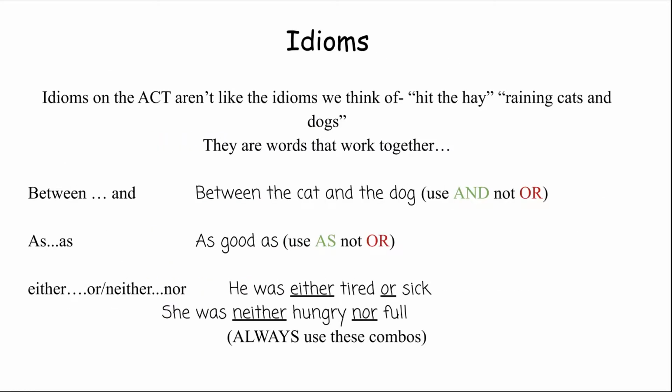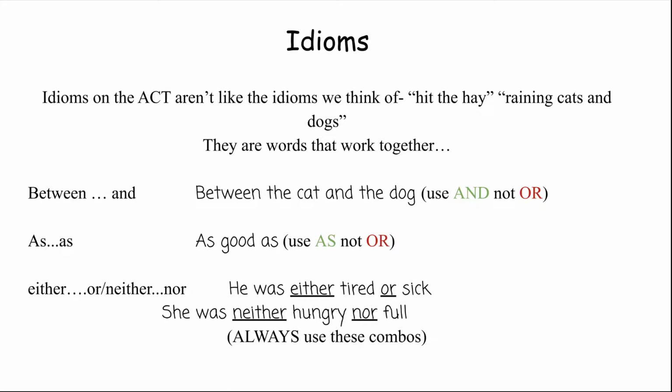Okay, so the last thing that we're going to talk about in this PowerPoint are idioms. And idioms on the ACT might not be exactly what you were taught maybe in school. It's not things like hit the hay or raining cats and dogs. Instead, it's going to be words that work together, such as, for example, between and, as in between the cat and the dog. We'd always use those two, and you wouldn't say between the cat or the dog. As and as good as, either or, and neither nor. You always use those together.